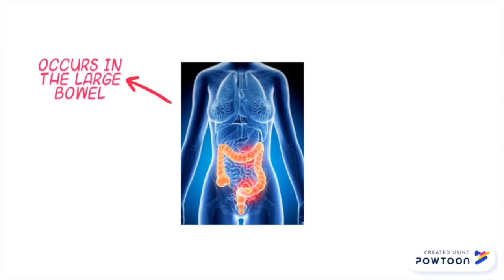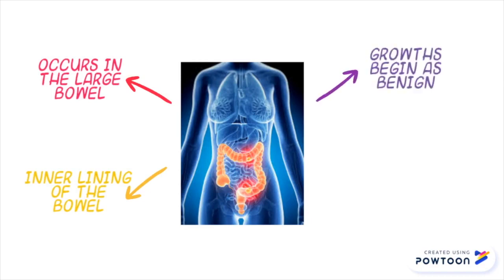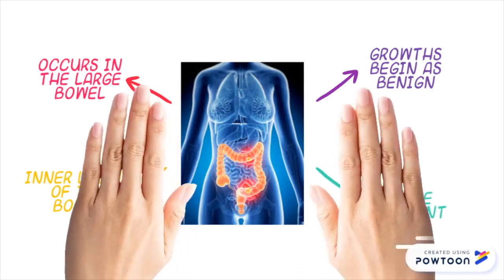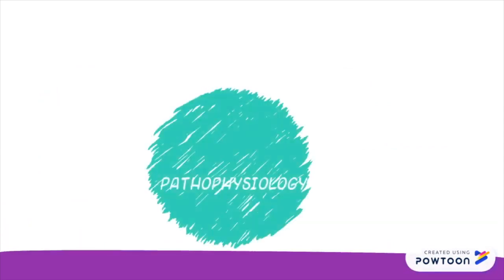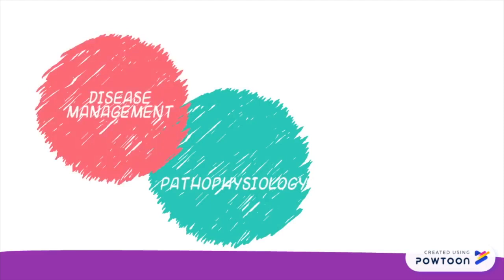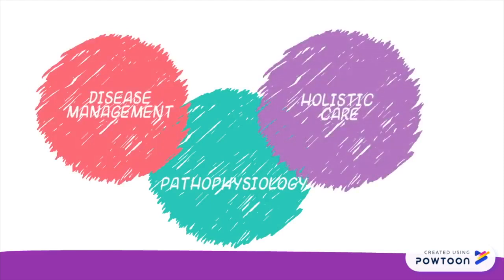Small growths, known as polyps, arise in the inner linings of the bowel and are benign. However, if these growths go undetected and undiagnosed, they can become malignant and penetrate into deeper levels of the bowel wall and metastasize. During this in-service, we will provide you with an understanding of the pathophysiology, disease management, and holistic care that an individual might go through whilst dealing with bowel cancer.